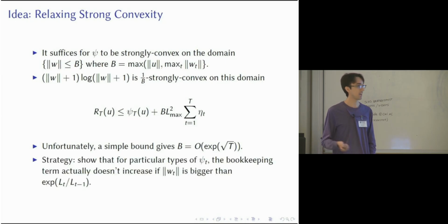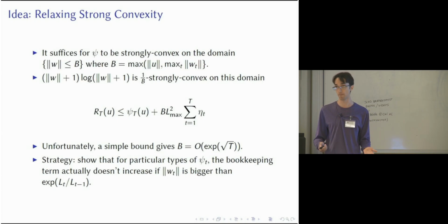I'm not going to go into how that works, but basically the idea is that if you choose the regularizers according to some particular schedule, then you can actually show that whenever w_t is really big, in fact bigger than this L_T over L_{T-1}, then actually the bookkeeping term doesn't increase at all. And so you can control that setting and say that effectively you can think of B as just being equal to this e to the L_T over L_{T-1}. Okay? I'm not going to go into the details of how you do that. I'm going to describe, though, the particular ways you choose the regularizers.